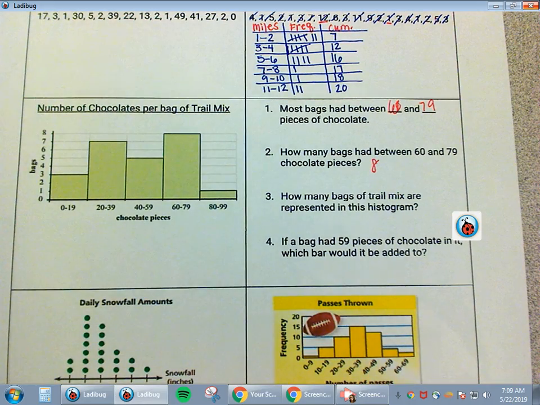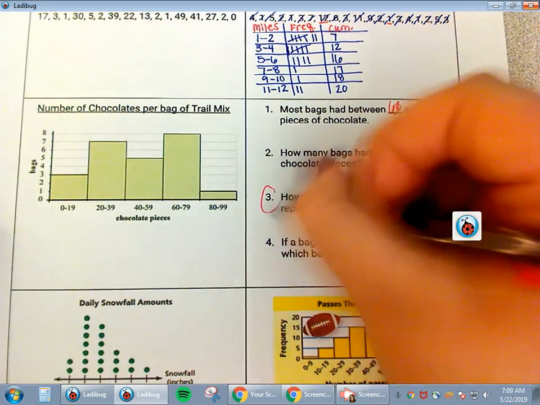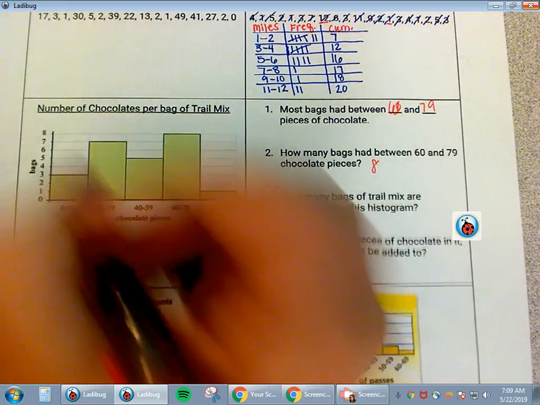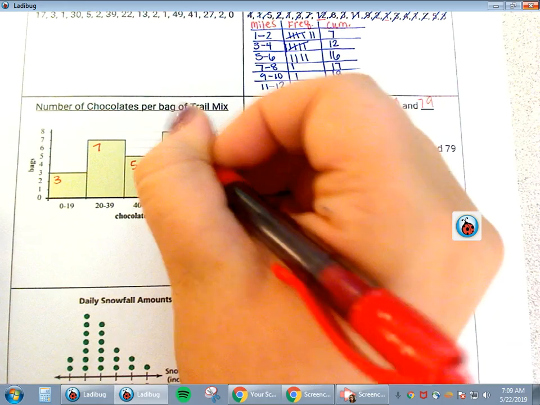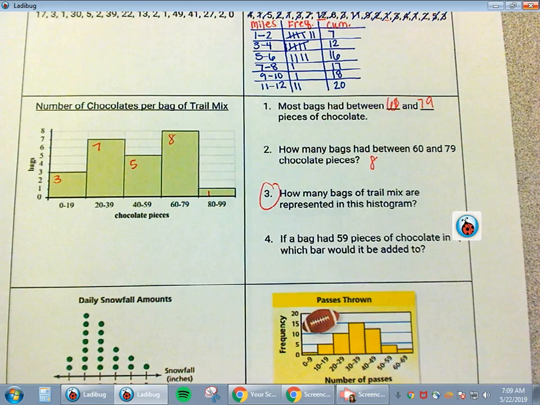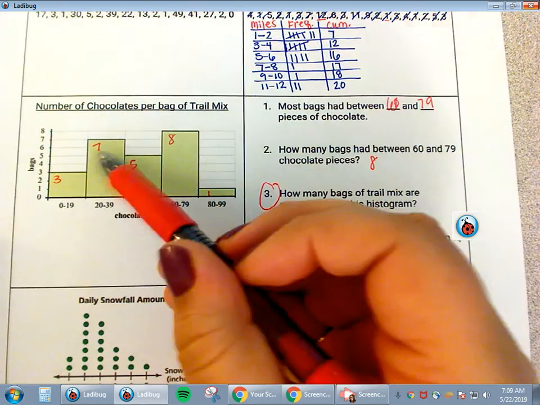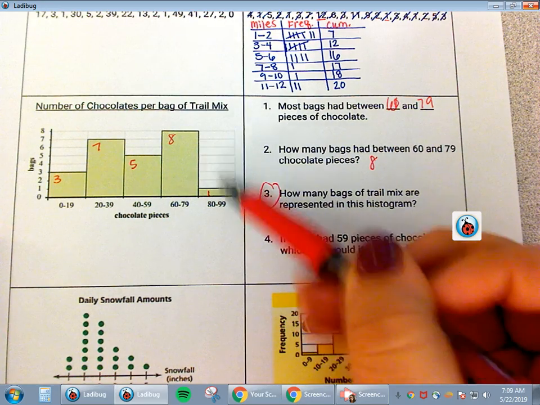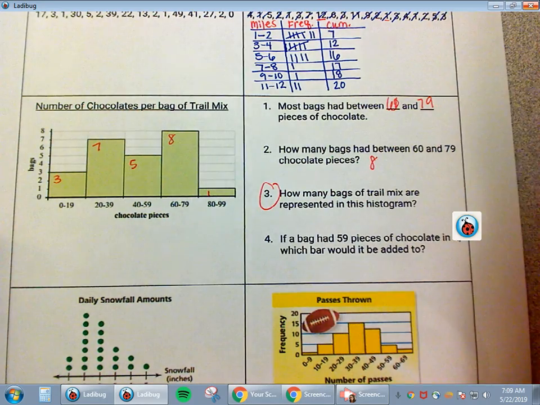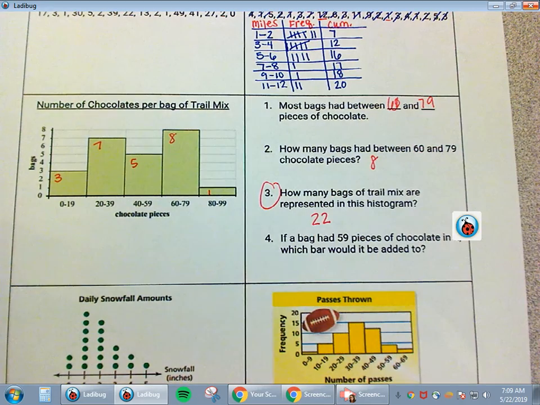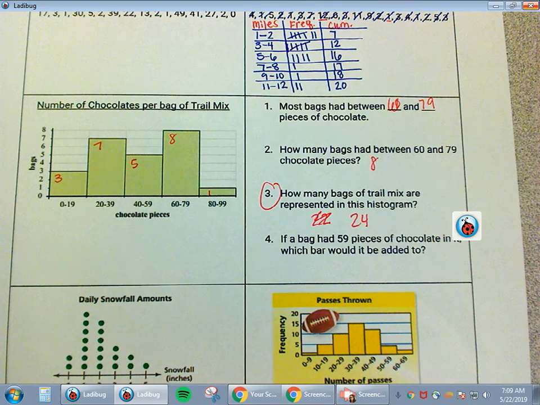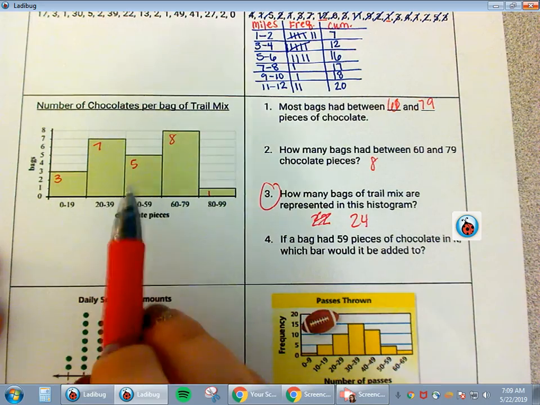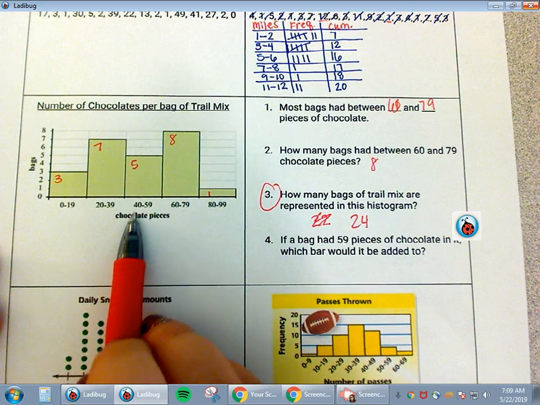How many bags of trail mix are represented in the histogram? This question usually trips some people up. Notice this bar is 3 high, 7 high, 5, 8, and 1. So that's the total number of bags if we add them all up. We've got 10, 15, 16 plus 8 is 22 bags. I'm sorry, how about 24? Nice try. If a bag had 59 pieces in it, which bar would it be added to? So 59 is in this spot, so it would be added to the 40 to 59 bar.